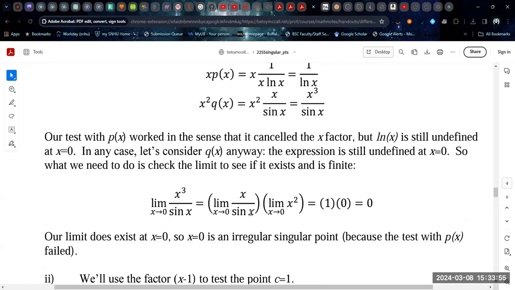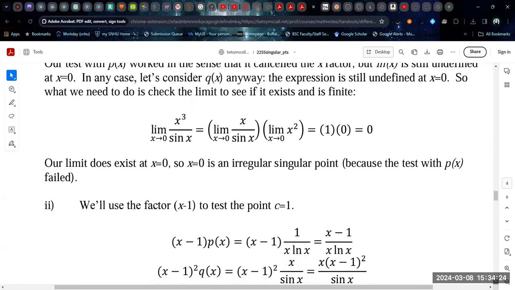So here, that's what I did. The limit of x over sine x is the same as the limit of sine x over x, which is 1. And then when you plug 0 into x squared, you do just get 0. But because this 1 over log x isn't defined at 0, this is still an irregular singular point. It's the end of the domain in any case, so that's not particularly concerning.